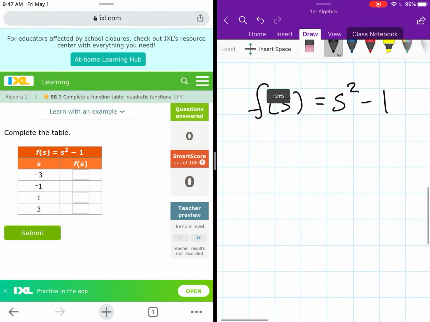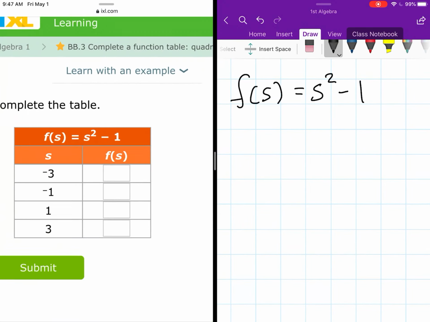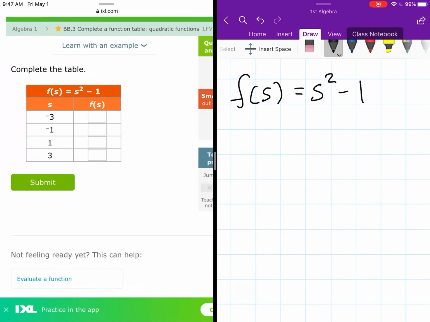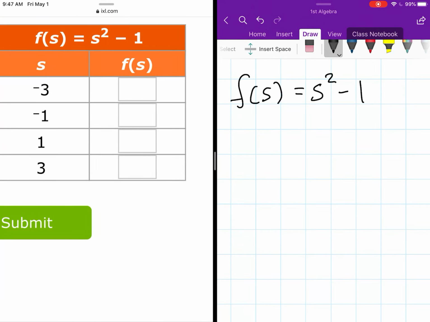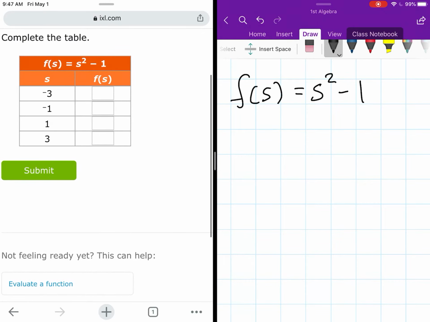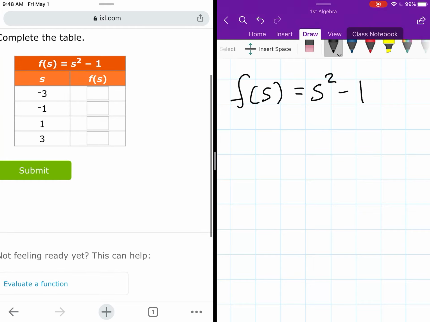So if you notice, this function that I wrote down here is the same function that is here on top of my table. In order to complete the table, I need to find the values of f(s) on the right side using the s on the left side. How am I going to do that? I have to replace these numbers into my equation, but only on the right side of it. And anytime I do that, I have to use parentheses. If I do not use parentheses, I'm going to get the wrong answer.